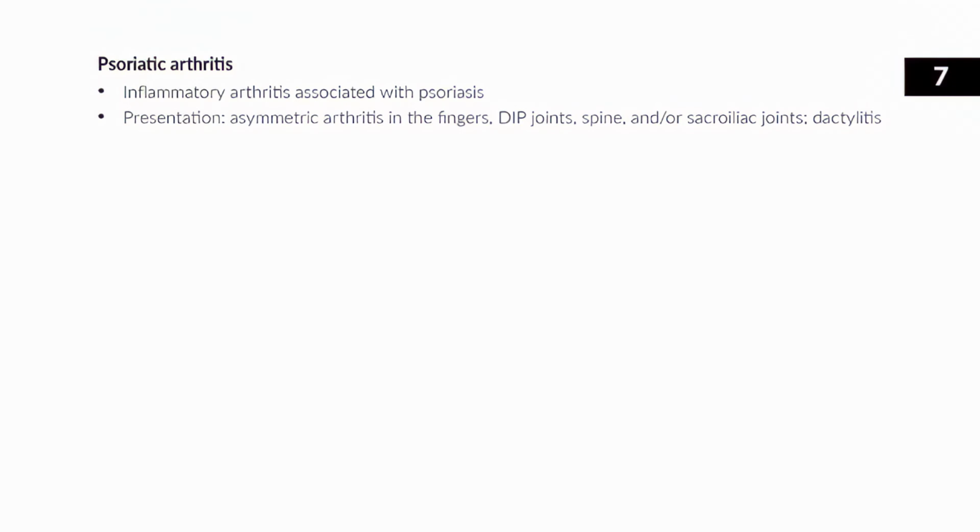The arthritis is often asymmetric, just like the psoriasis is asymmetric and patchy. But psoriatic arthritis can also be very symmetrical and can look an awful lot like rheumatoid arthritis. Psoriatic arthritis often affects the fingers, especially the DIP joints. It can also affect the spine and sacroiliac joints. Remember that rheumatoid arthritis affects the MCP joints and PIP joints.